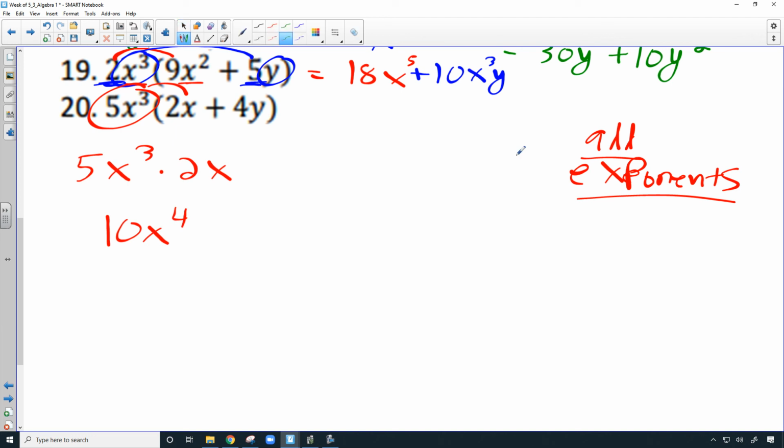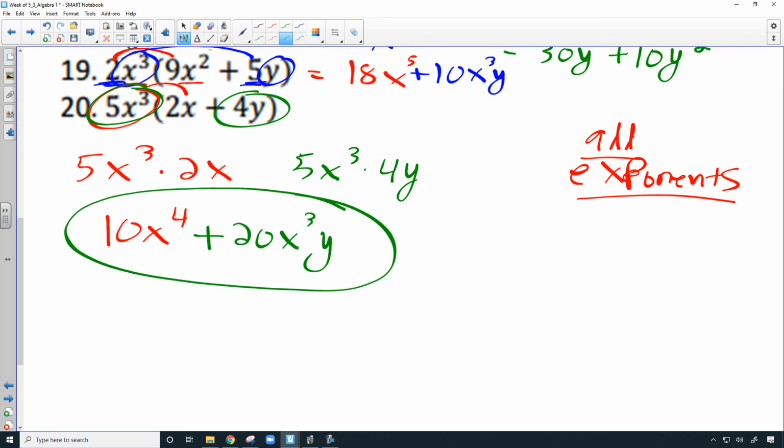And now we have 5x to the third times 4y. 5x to the third times 4y. What's that? 20x to the third y. Does that make some sense? Okay, good. So that is sort of what we're doing.